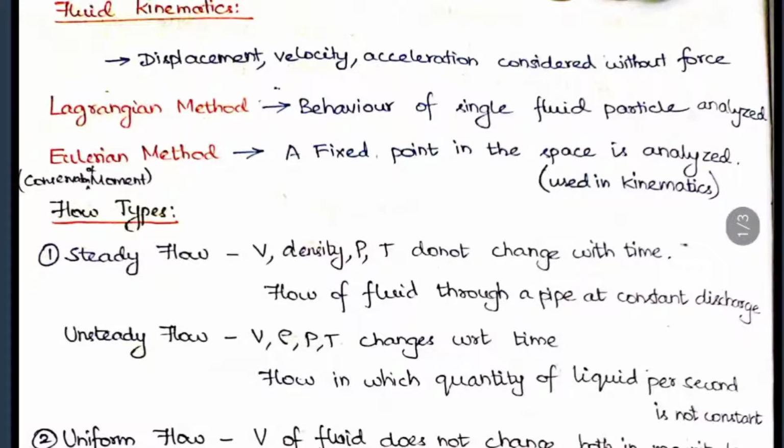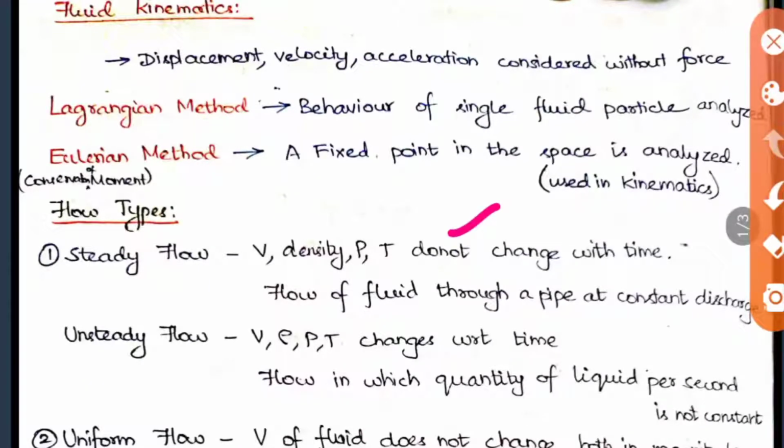So here the first one is steady flow. Here the velocity, density, pressure, temperature do not change with time. Okay, so the flow of fluid throughout a pipe will be a constant discharge. So this is very important. A flow of fluid will be having a constant discharge throughout the pipe. So this is only called as steady flow.